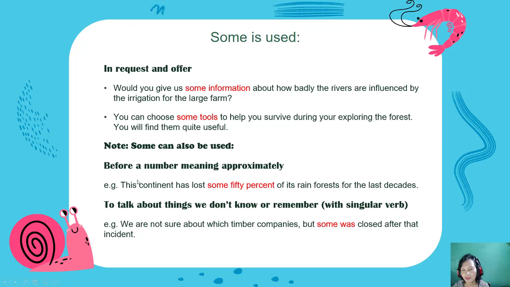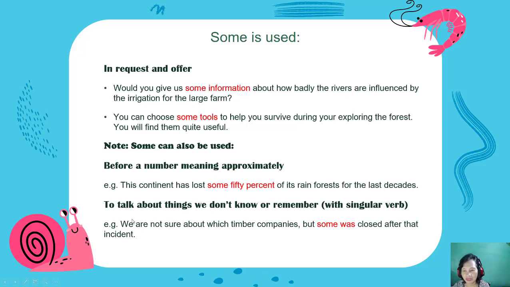This is an offer. Note, some can also be used before a number, meaning approximately. This continent has lost some 50% of its rainforest for the last decades. We don't know exactly whether it is 50% or 55% or 60% or 40%. We don't know exactly. So it's about 50%. That's why we can use some.